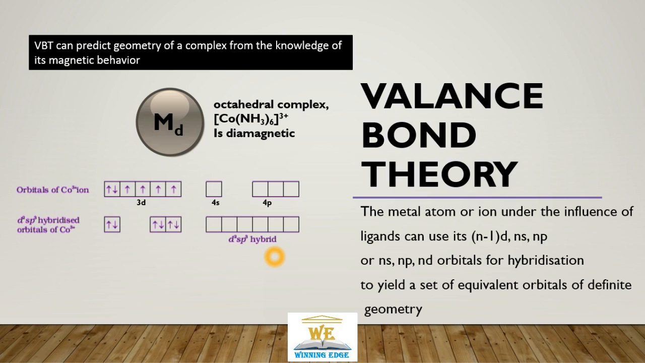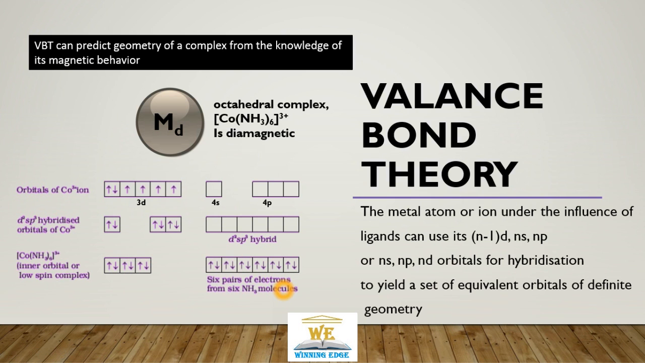These empty orbitals will accept electrons from the strong ligand ammonia, thus giving us an octahedral complex which is diamagnetic in its magnetic properties. Such a diamagnetic complex, in which we are using (n-1)d orbitals, is known as a low spin complex or inner orbital complex.